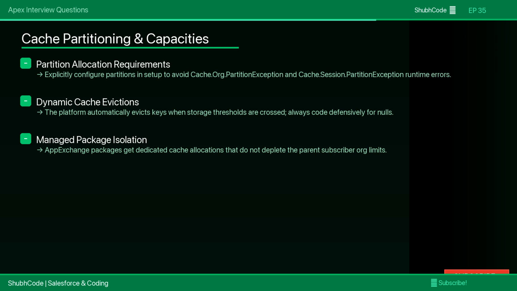Additionally, remember that managed packages can deploy their own cache partitions, which do not count against your subscriber org's cache limits. This is a huge advantage for ISV developers. Always build defensive checks in your Apex code using partition.isExpired, or checking if the returned object is null, because Salesforce can and will evict your cached keys unexpectedly if the system memory runs low.